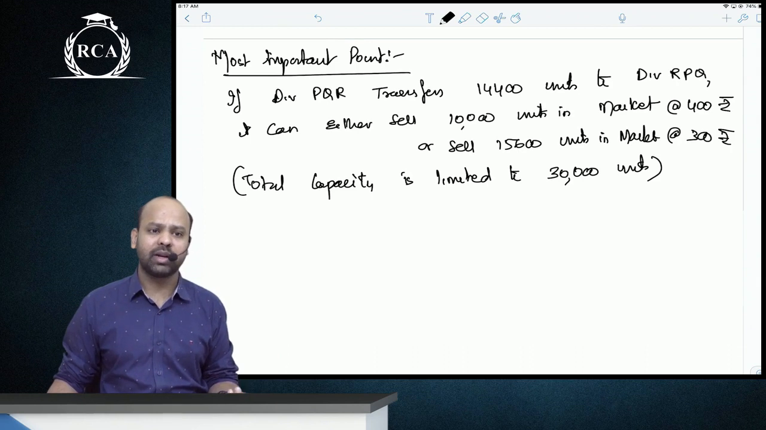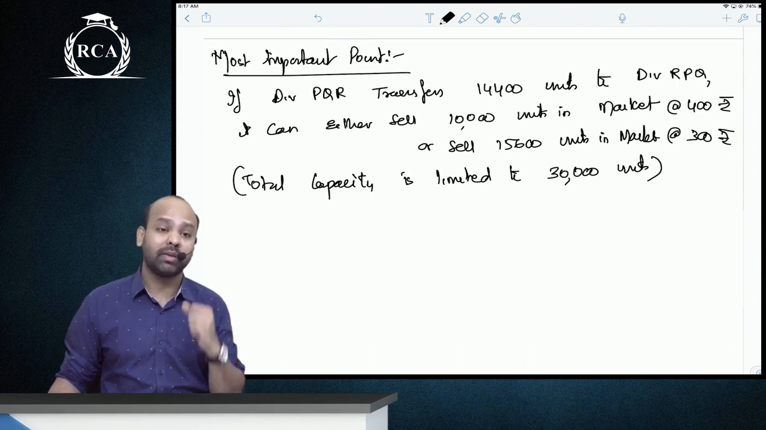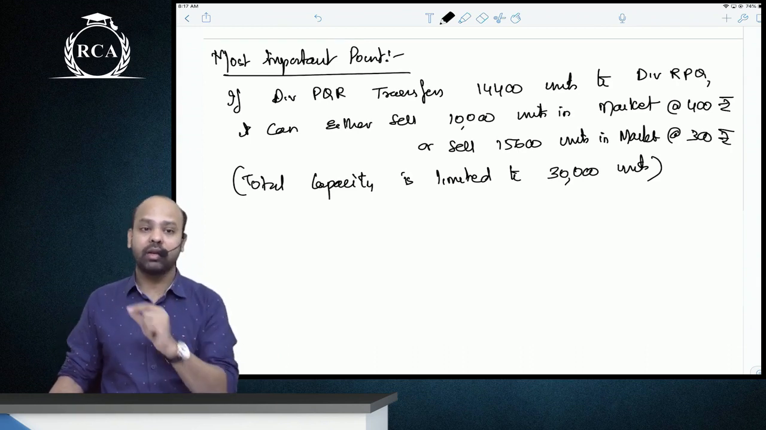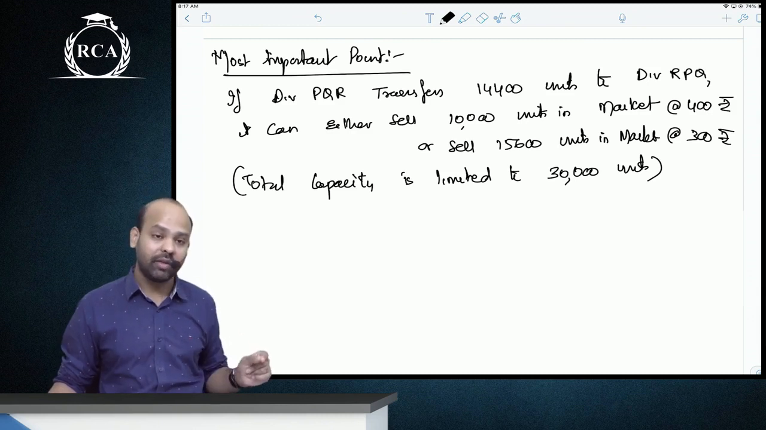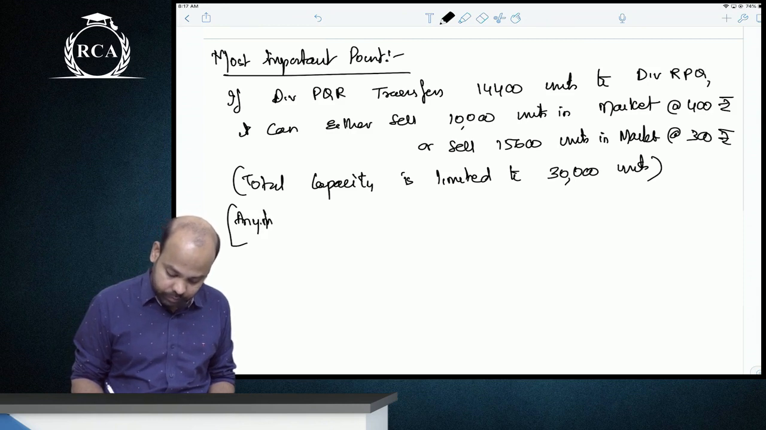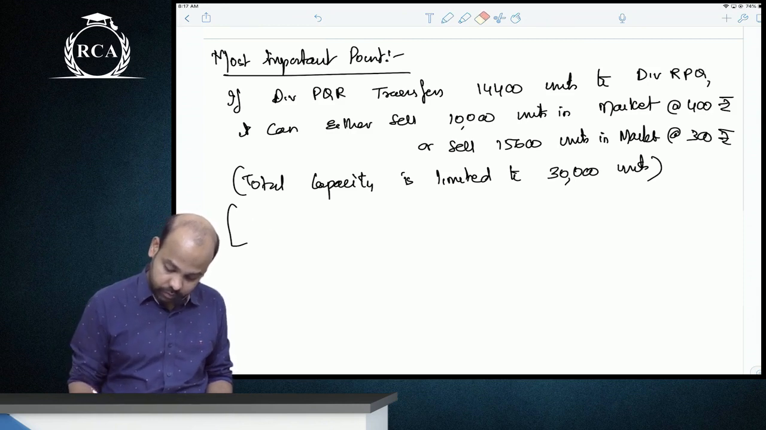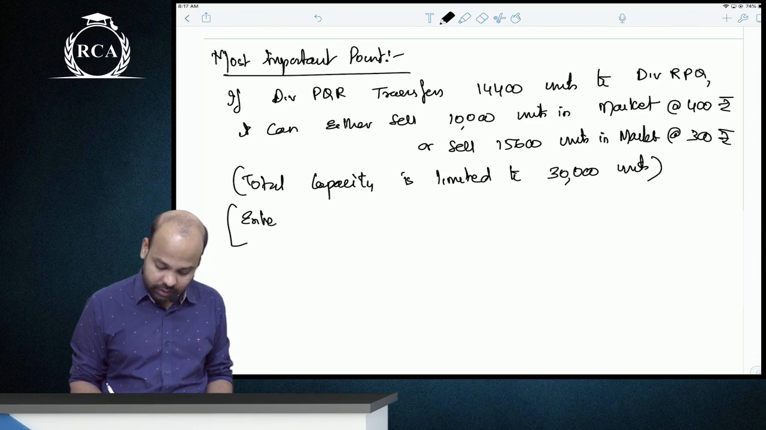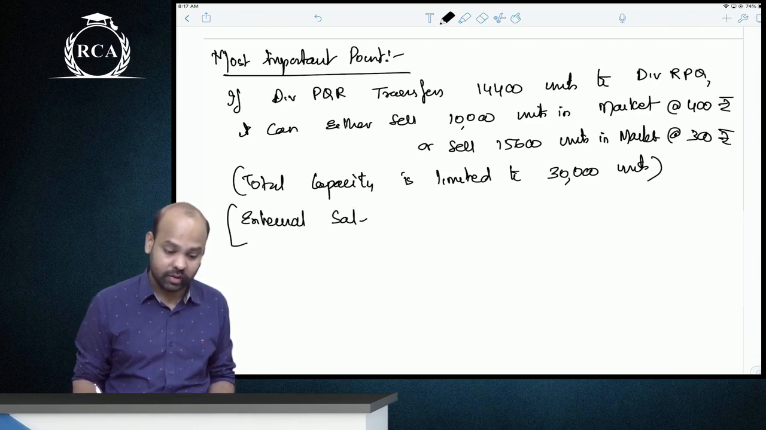No, total capacity is 30,000 units. Even if I transfer 14,400 to the other division, I still have a capacity of 15,600. Also guys, anything more than that, external sales, you cannot sell.